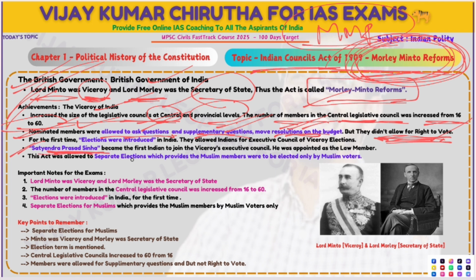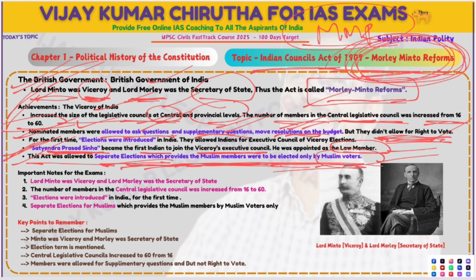Satyendra Prasad Sinha became the first Indian to join the Viceroy's Executive Council. Remember that. He was appointed as the law member. And the act allowed separate elections for Muslim members, who were to be elected only by Muslim voters.